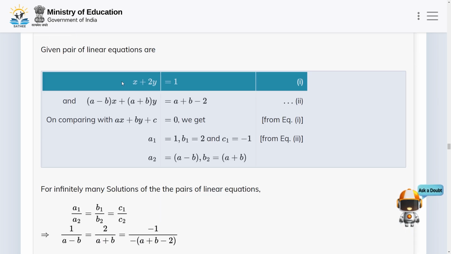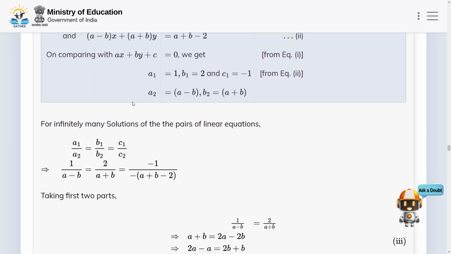So here we have the pair of linear equations x + 2y = 1, and (a - b)x + (a + b)y = a + b - 2. Okay, and comparing with the pair of linear equations a1x + b1y + c1 = 0 and a2x + b2y + c2 = 0, here a1 = 1, b1 = 2 and c1 = -1, and a2 = a - b, b2 = a + b, and c2 = -(a + b - 2).